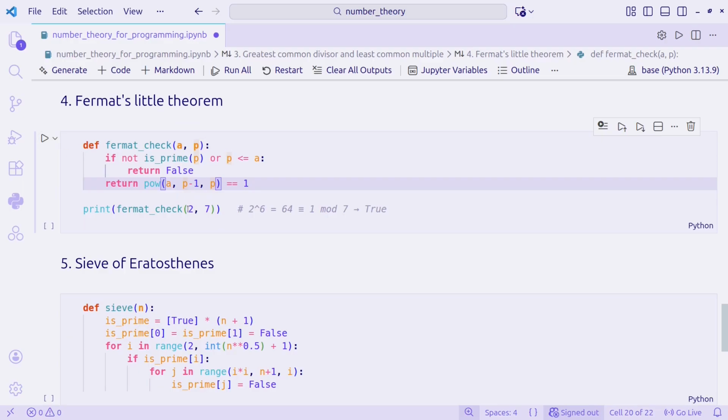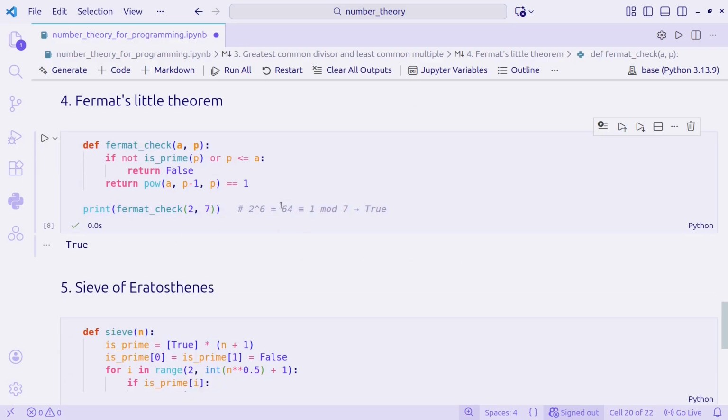So I would like to say here, A is 2, P is 7. So I would like to check whether 2 to the power of 6 is congruent to 1 with modulo 7. Okay. It should be true because 64 is essentially congruent to 1 if the modulus is 7. Okay. 64 divided by 7 would have a remainder of 1. And 1 divided by 7 would also return a remainder of 1. Okay. So I can use this POW function to check for the Fermat's little theorem when I have the A and P given.